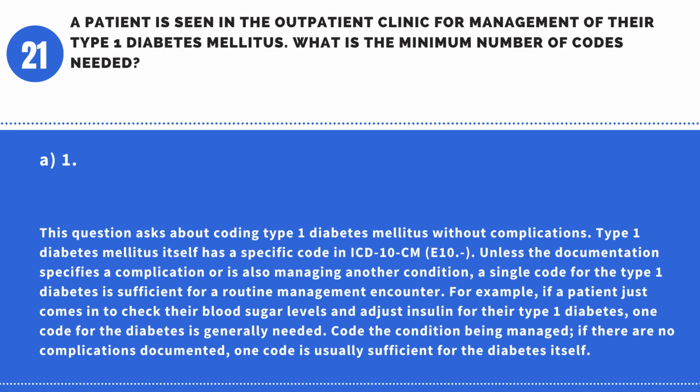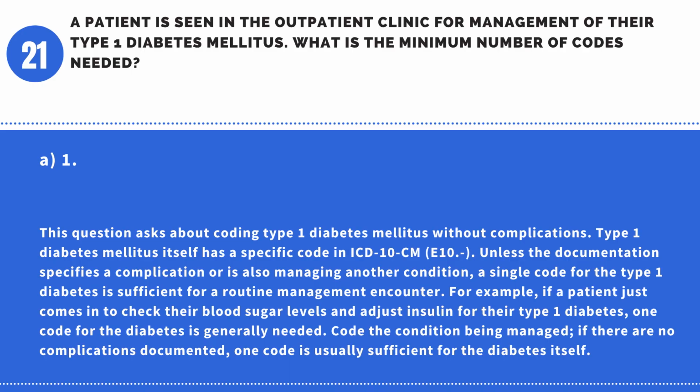Answer, A. 1. This question asks about coding type 1 diabetes mellitus without complications. Type 1 diabetes mellitus itself has a specific code in ICD-10-CM, E10. Unless the documentation specifies a complication or is also managing another condition, a single code for the type 1 diabetes is sufficient for a routine management encounter.